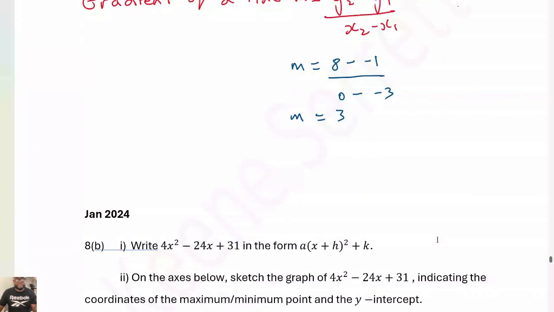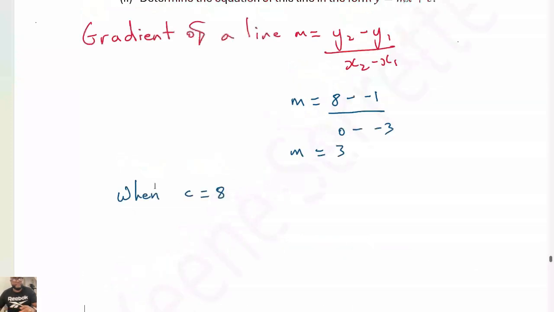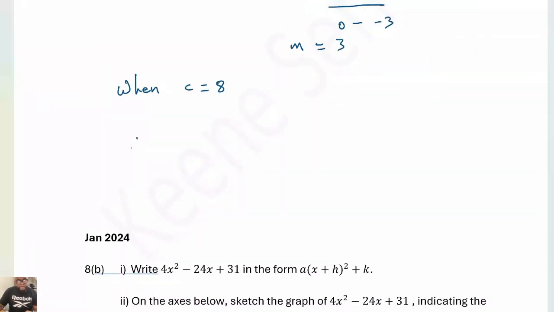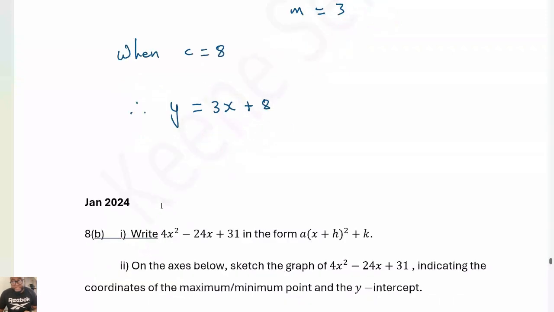So we don't need to go and use the formula that I showed you all. We could simply put C is equal to 8, we have the y-intercept. Therefore, y will be equal to mx plus c, which will be 3x plus 8. That's the equation of your line.